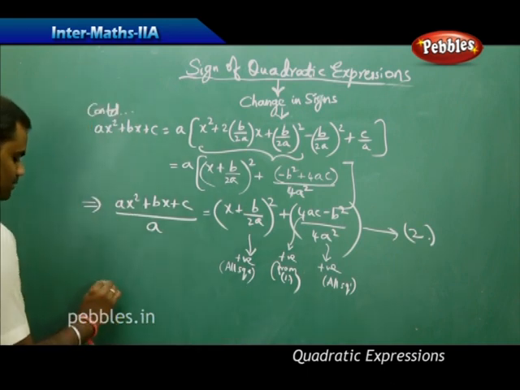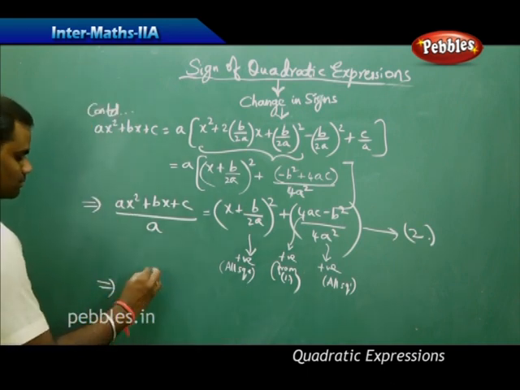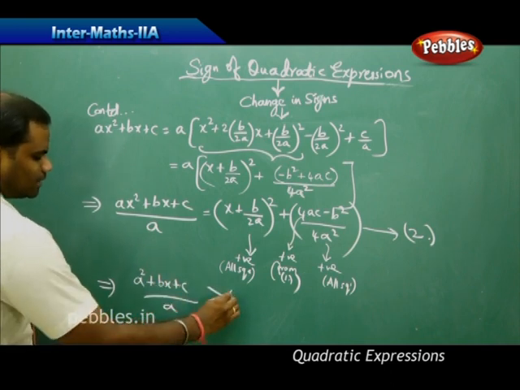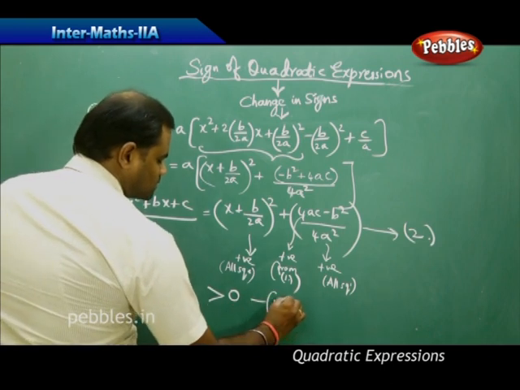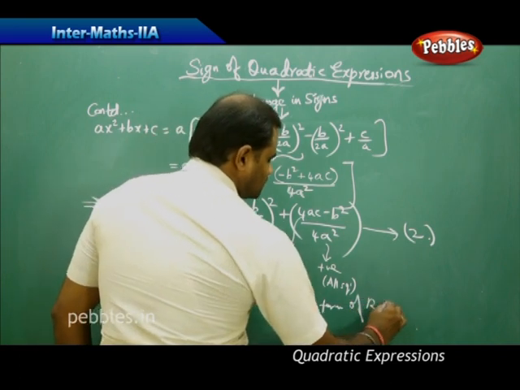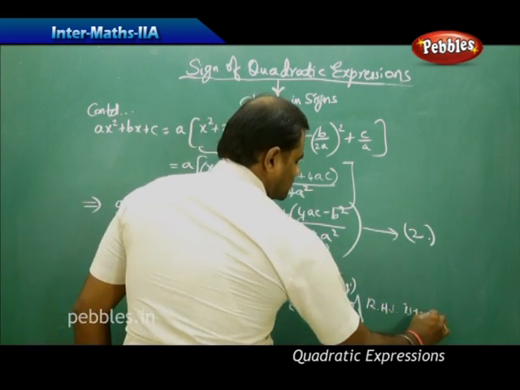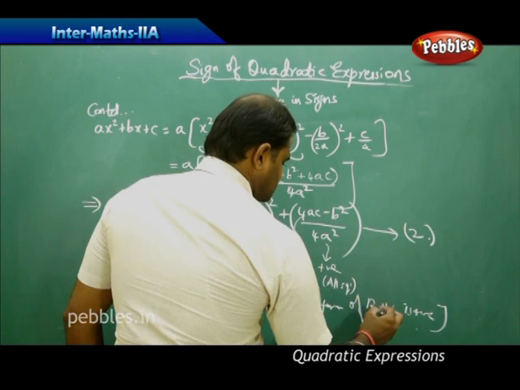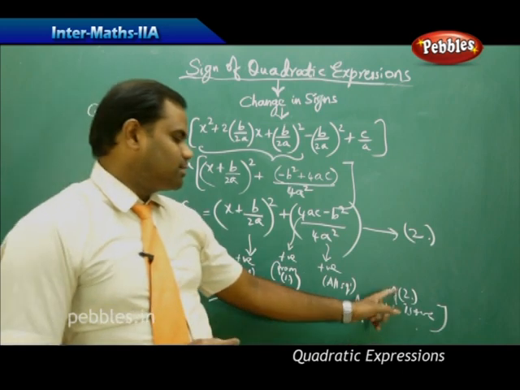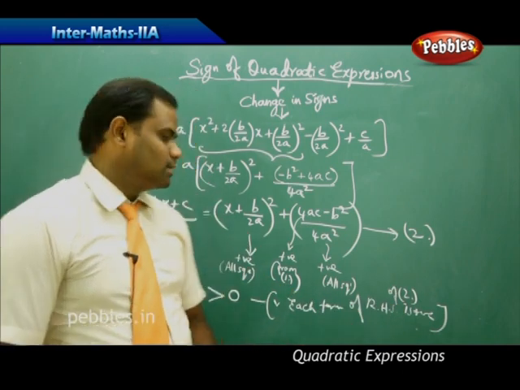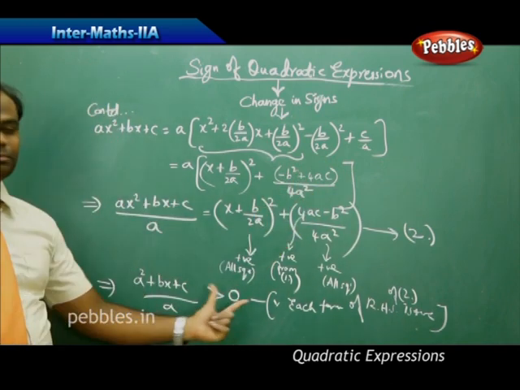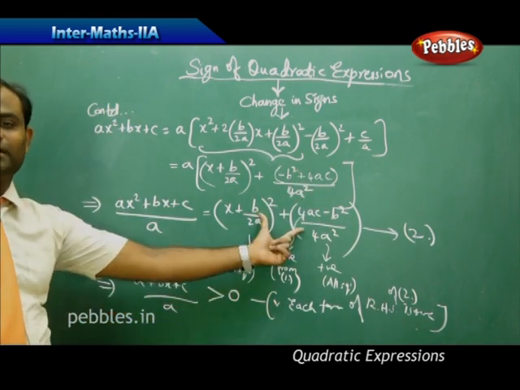Therefore I see that this implies ax square plus bx plus c by a is a positive term, since each term of the right hand side of equation 2 is positive. Therefore this entirely is positive, and therefore indirectly this term is positive, this being equal to this.